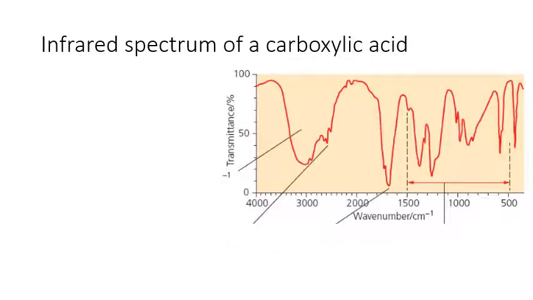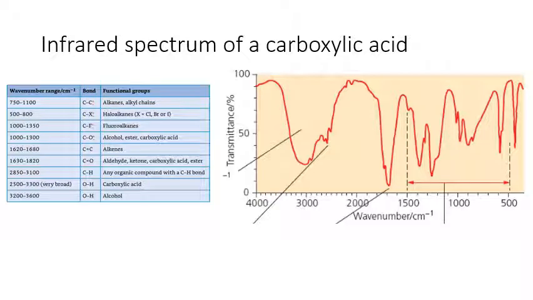Moving on now to the infrared spectrum of a carboxylic acid, that's what we have here. Again, let's have a look at the data table as well. Working from left to right, our first peak, let's look at this peak here. You can see it's about 3,000, and you can see it's very broad. So it's looking at the number first.